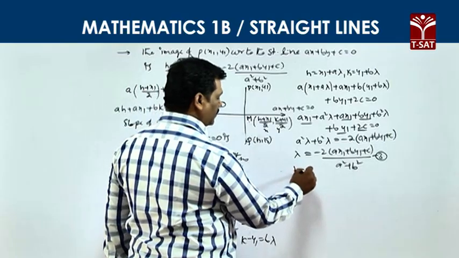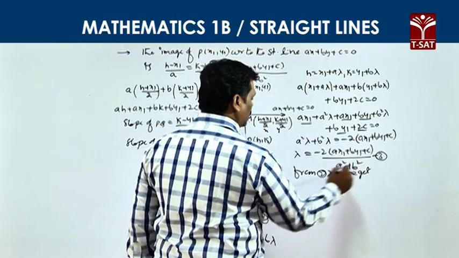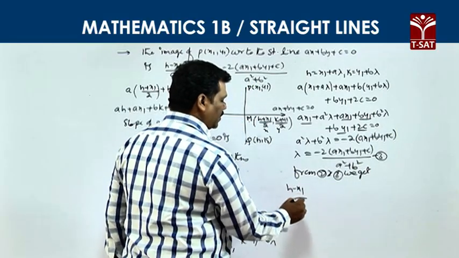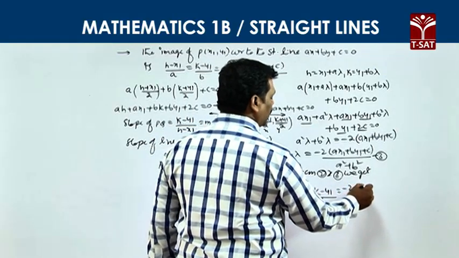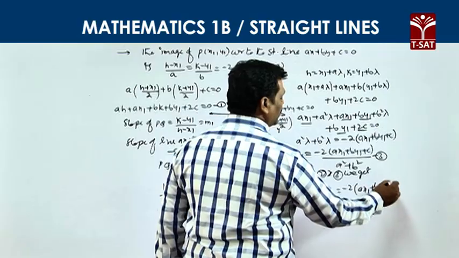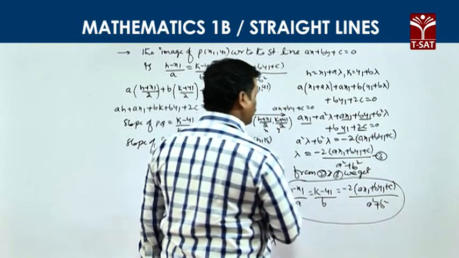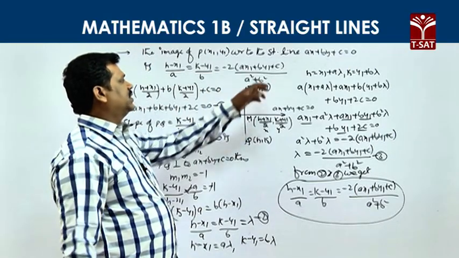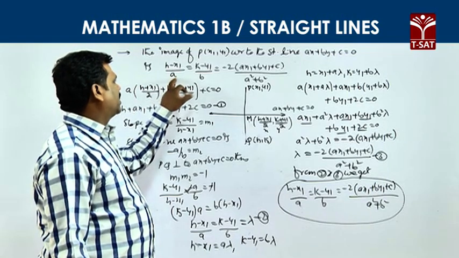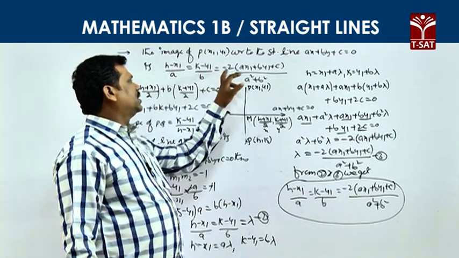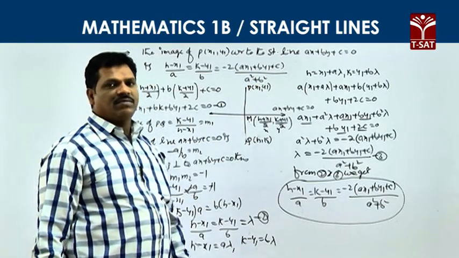From 2 and 3, we get (h - x1)/a = (k - y1)/b = -2(ax1 + by1 + c)/(a² + b²). This is the image of P(x1, y1) with respect to the straight line ax + by + c = 0. Then (h - x1)/a = (k - y1)/b = -2(ax1 + by1 + c)/(a² + b²).